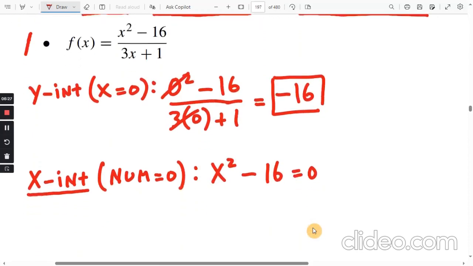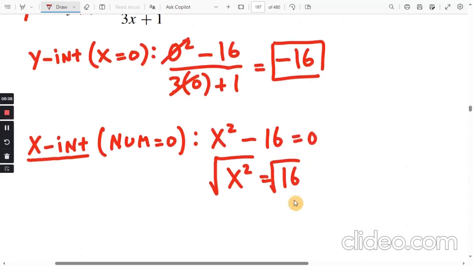All right, and let's see, plus 16 on both sides, so that's going to be x squared equals 16. All right, and taking the square root on both sides, x is going to equal plus or minus 4. All right, square root of 16 is 4. But when you do it on both sides, it's going to be plus or minus 4.